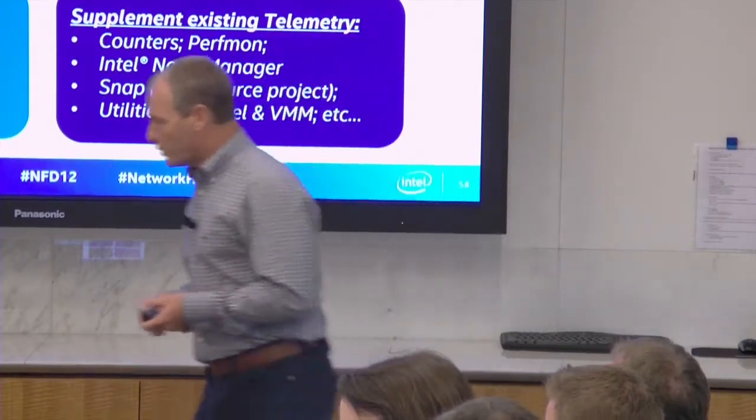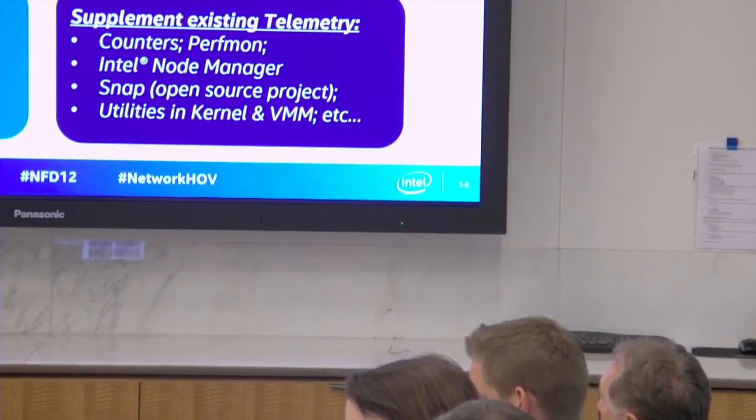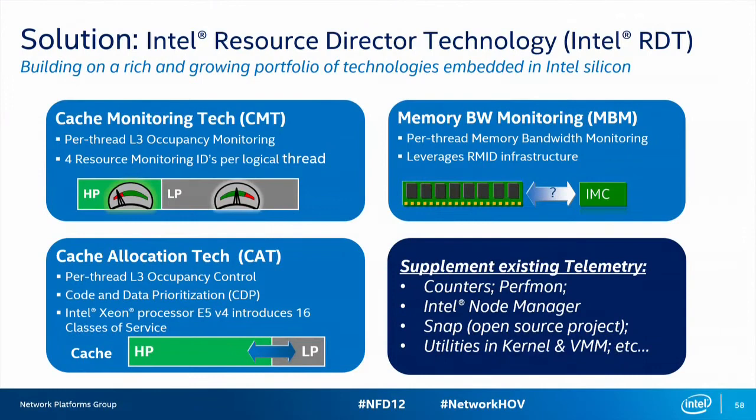So the solutions that we've introduced on the current generation Xeon platform is something called cache monitoring technology, memory bandwidth monitoring technology, something called cache allocation technology, and then obviously it doesn't take rocket science to figure out what we're going to put in that box soon.